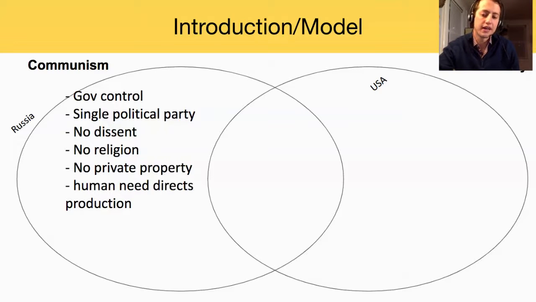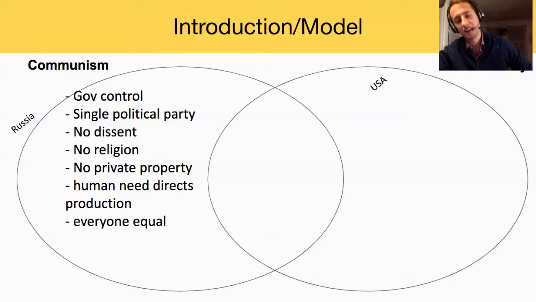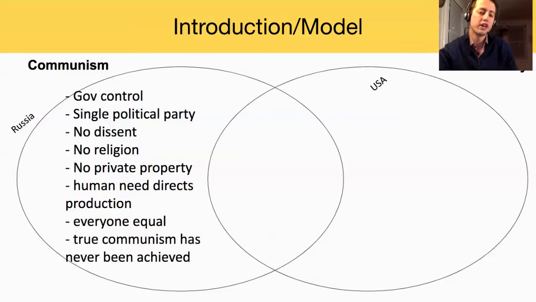And that means that instead of people trying to make a lot of money and then producing the stuff that's going to make them a lot of money, instead they're going to make products because humans need it. In an ideal communist society, everyone is equal, but it is important to note that true communism has never been achieved. So that's what I pulled from the reading as the most important parts of communism.